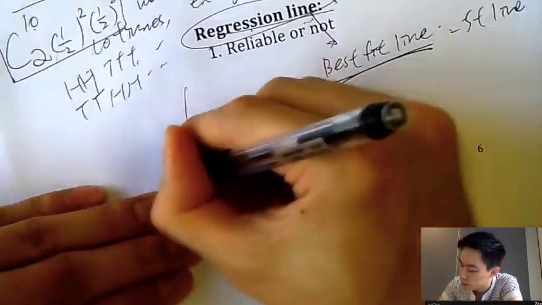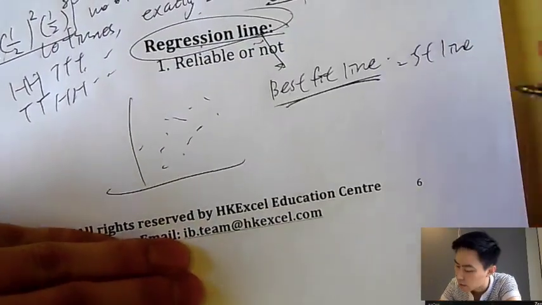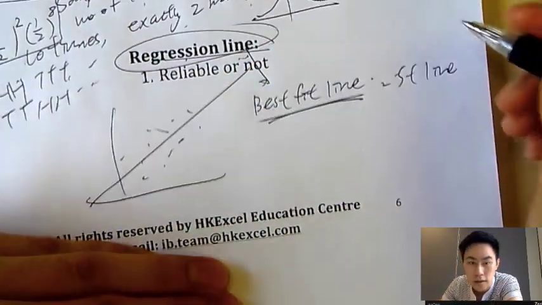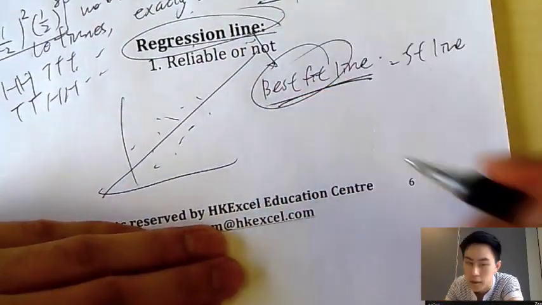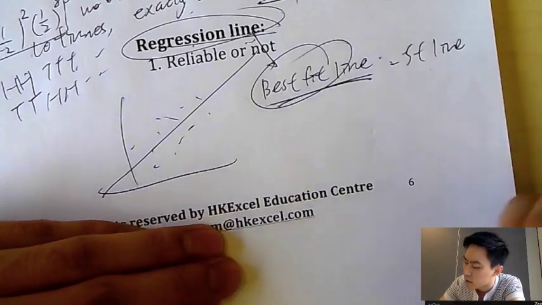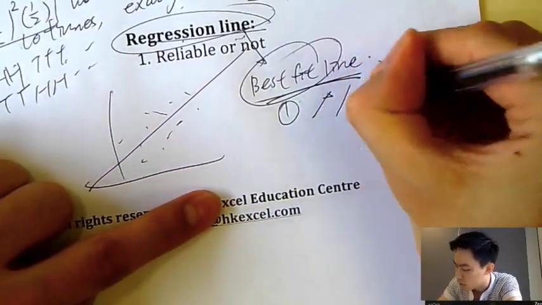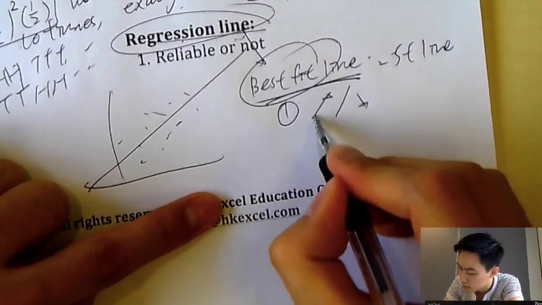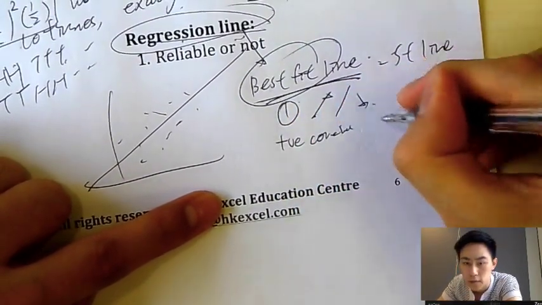A straight line. Let's say I give you many dots, which is what we call the scatter diagram. If you can draw a line that crosses most of the points, that is what we call the best fit line. One concept we need to know is that it can be going up or going down. Going up is what we call positive correlation, and going down is negative correlation.